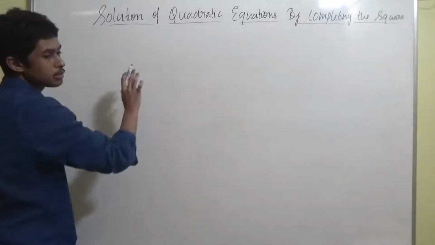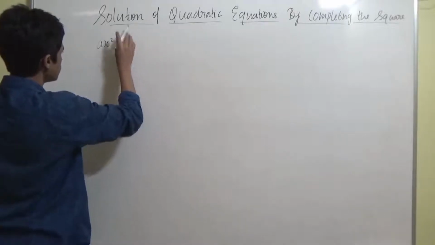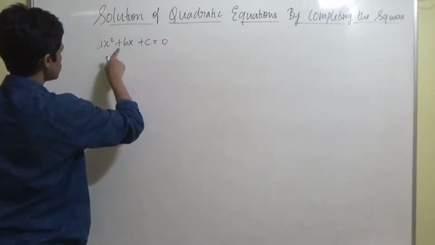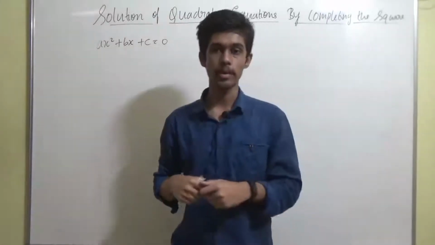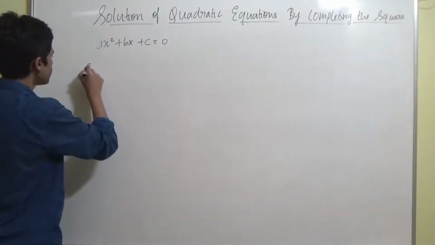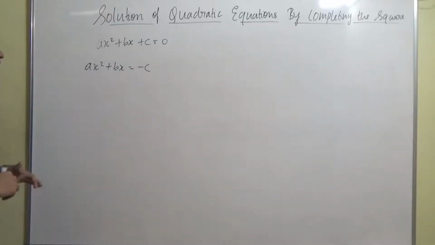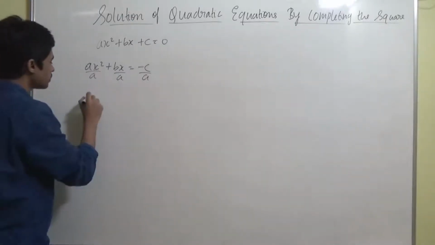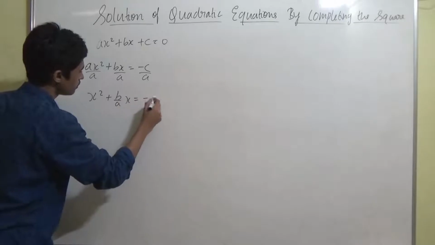For example, we'll take the general quadratic equation, that is ax square plus bx plus c equal to 0. Now we'll use the method of completing the square. What we did earlier, we'll do with this equation. First we take all the terms with x on one side and the term without x on the other side, and then we divide all the terms by a so that we get only x square. So it becomes x square plus b by a x equals minus c by a.